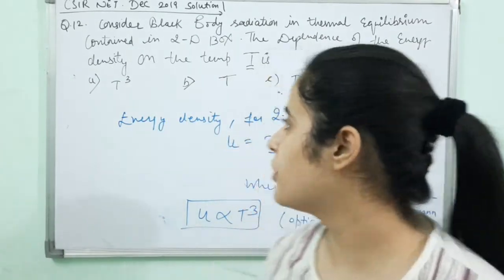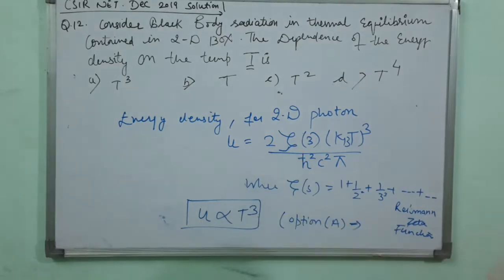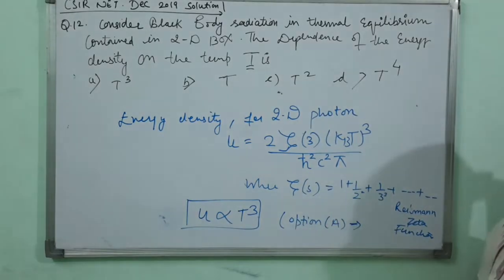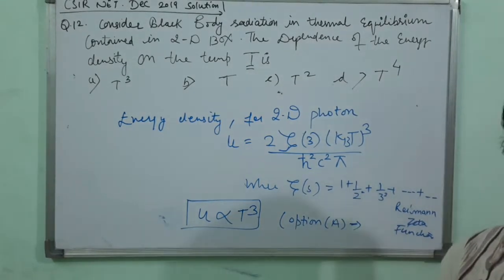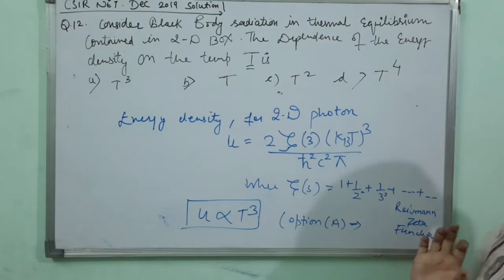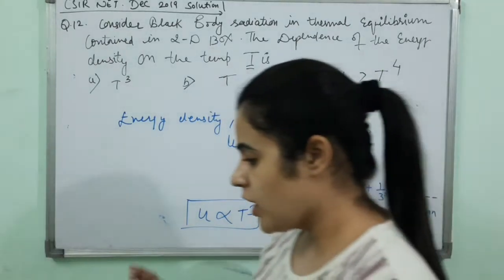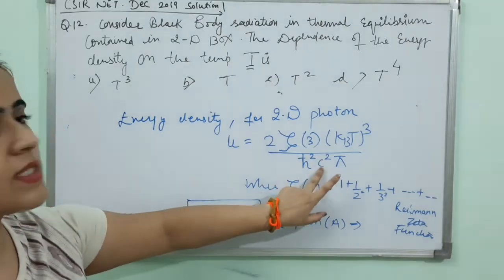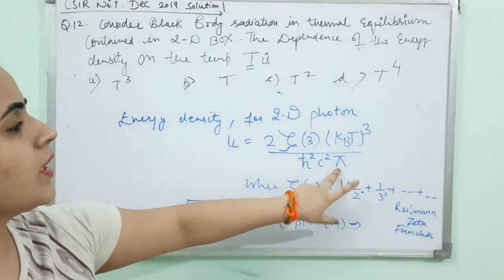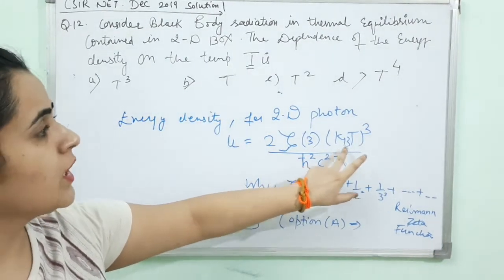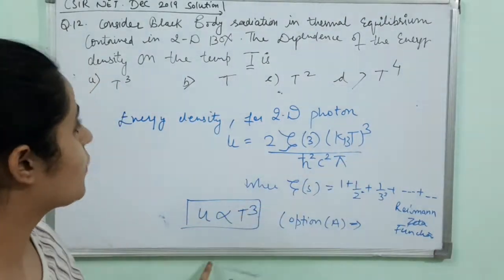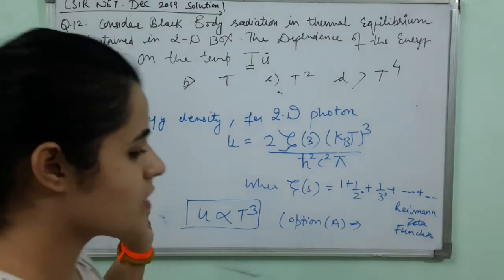So two-dimensional photons have energy density 2 zeta 3 k_B T cube over h square c square pi, where zeta is equal to 1 plus 1 by 2 square plus 1 by 3 cube and so on, that is the Riemann zeta function. Now just see, h is a constant, c is a constant, pi is a constant, k_B is the Boltzmann constant, and what we get is u is directly proportional to T cube. So option A will be the right answer for that question.